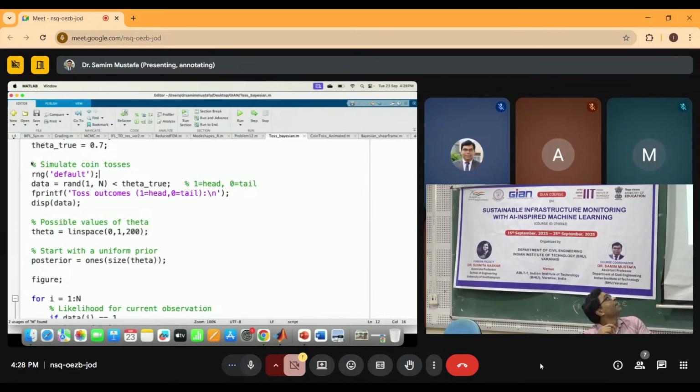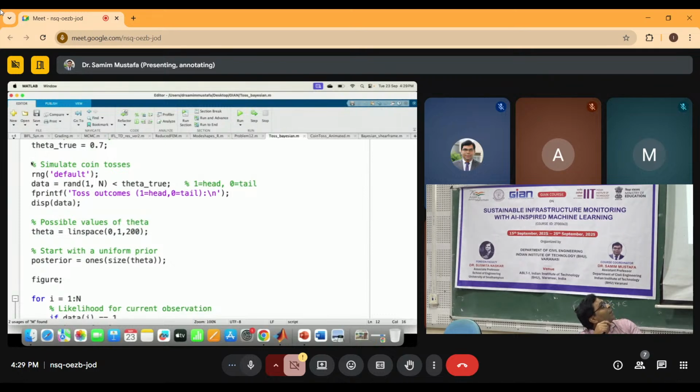So here you can see there is a RNG default, because I am randomly simulating the toss. Okay. You see the next line: rand(1, n) means it is simulating a vector of random numbers, less than 1 actually. How many times? For 10 times. So the length of the vector is 1 by 10, which means it is a row vector.